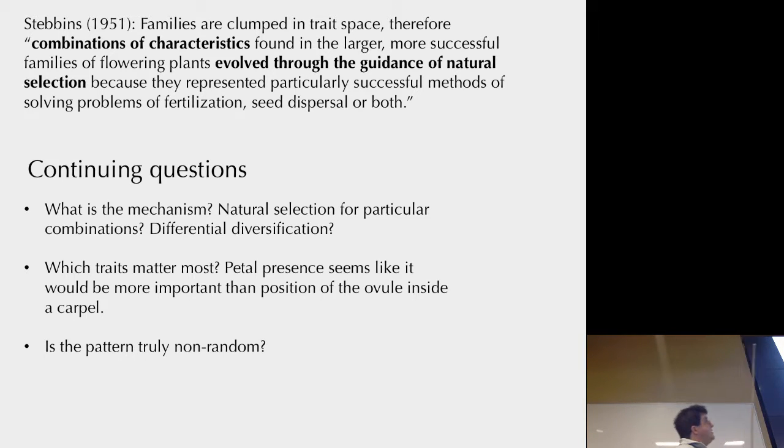Okay. But continuing questions about this, what's the mechanism for this? Is it natural selection? Is it differential diversification, right? Which traits matter most? Right? Does petals matter, or is it something else about where the ovaries are? Is the pattern truly non-random? Right? Because we know stuff's clumped because of phylogenetic history anyway. Right? So this is actually a thing. It's just sort of a random pattern.